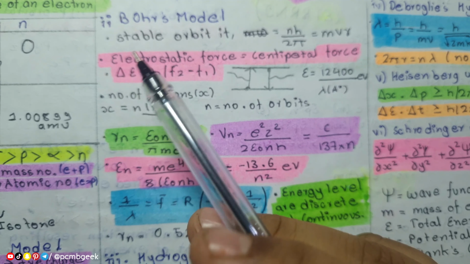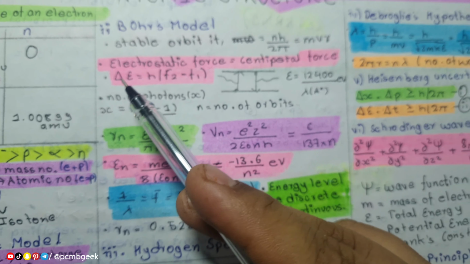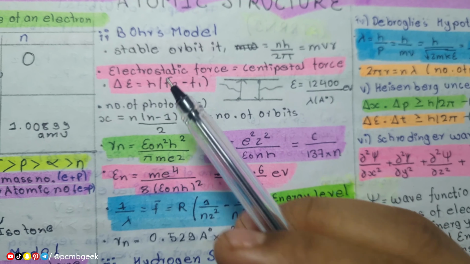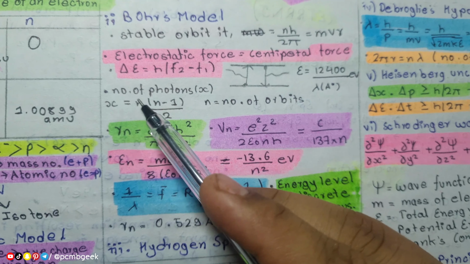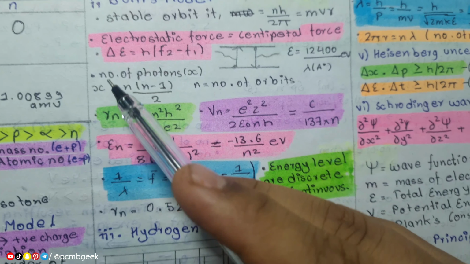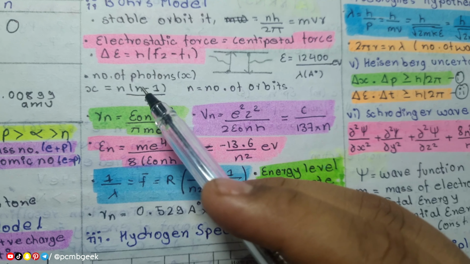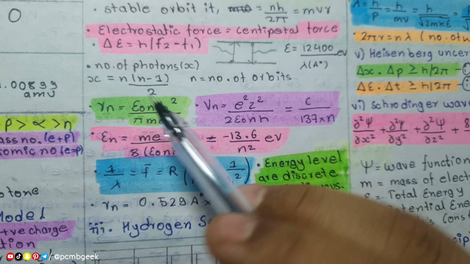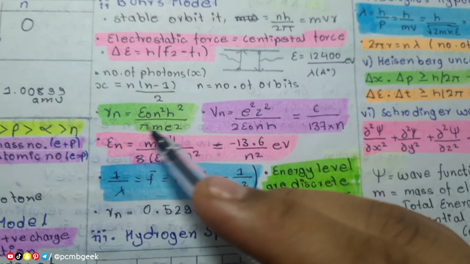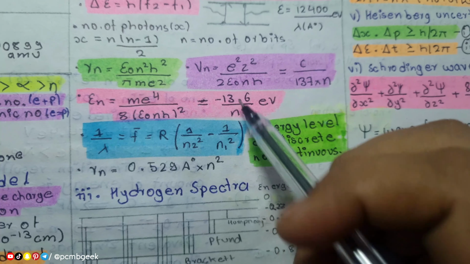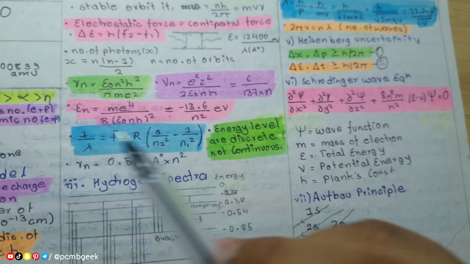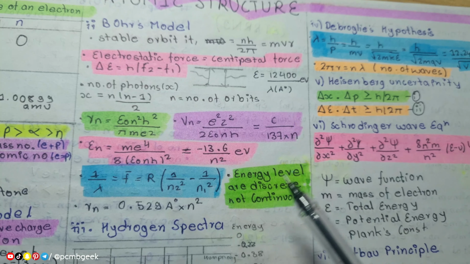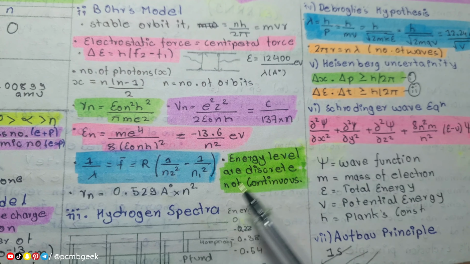For the jump of an electron between orbits, the change in energy is represented as upper frequency minus lower frequency multiplied by the Planck constant. The number of photon transitions is given as n(n minus 1) divided by 2, where n means the number of orbits. You can memorize all these formulas, which are necessary for calculating numericals. And Bohr's model suggests energy levels are discrete, not continuous.